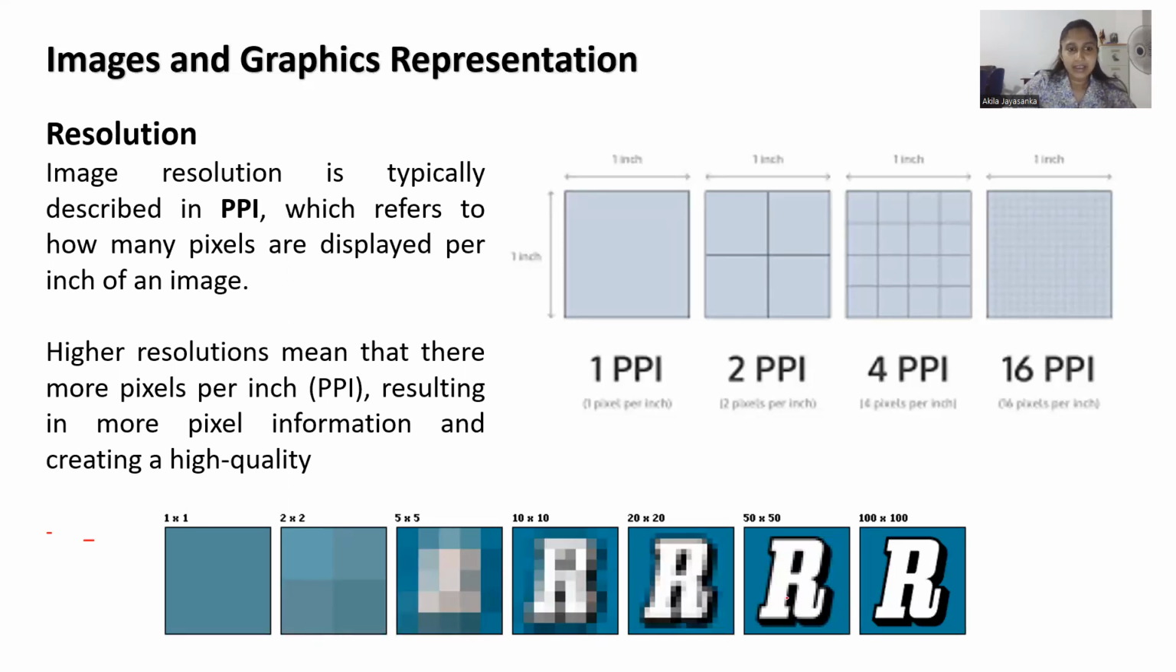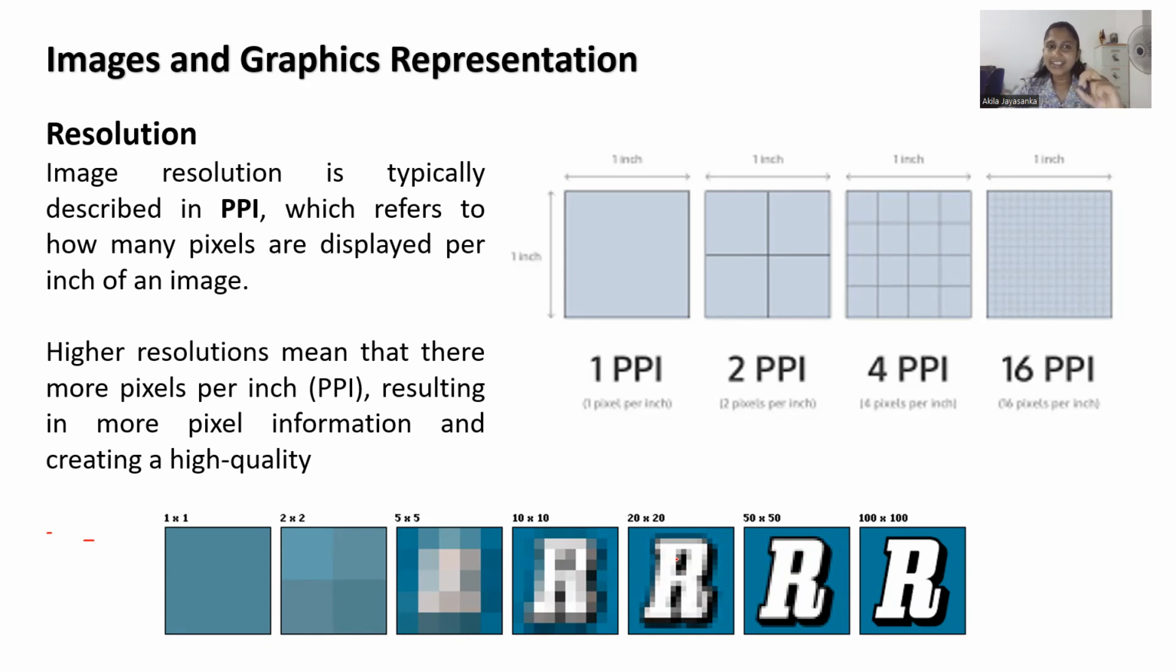If there are tiny squares in the screen, based on the squares of the screen, you can divide the screen into several squares, so then you can get a quality image. Image resolution is typically described in PPI, which refers to how many pixels are displayed per inch.